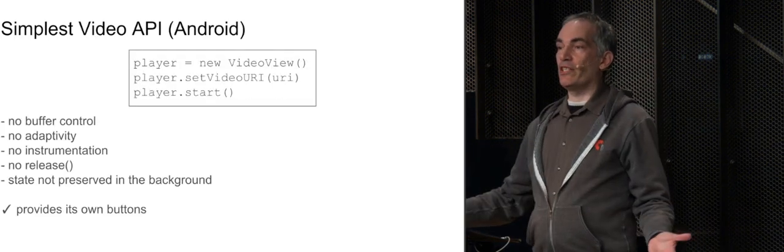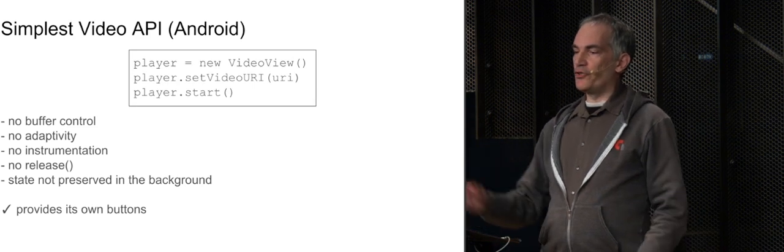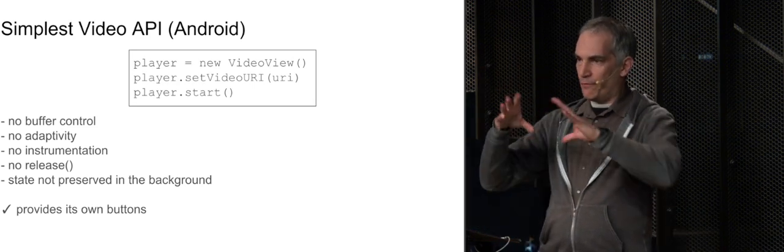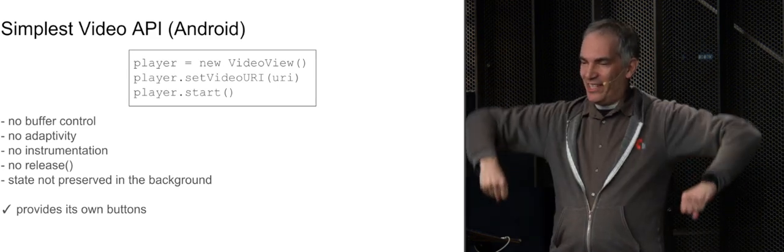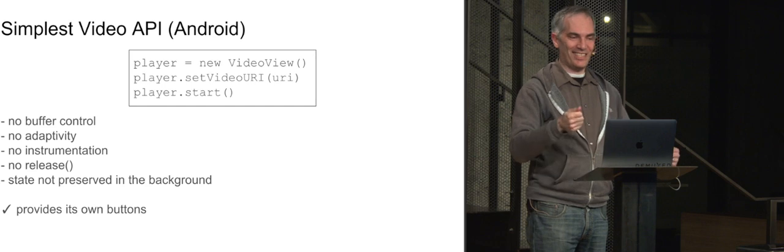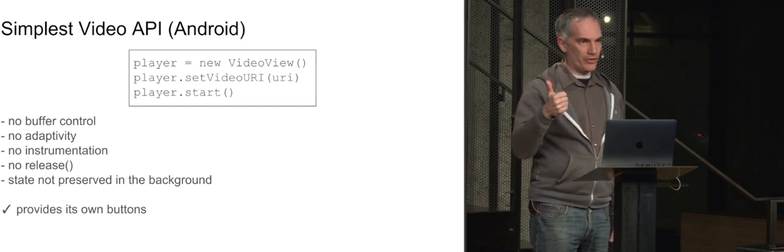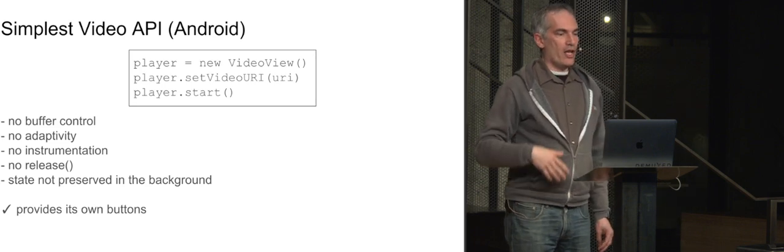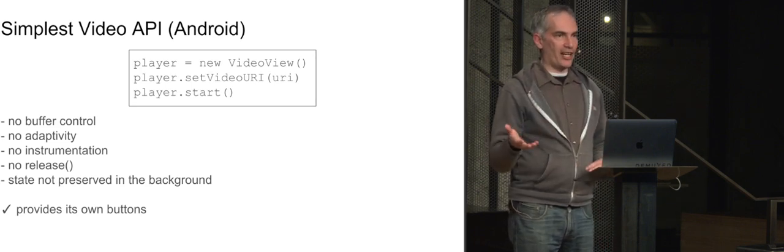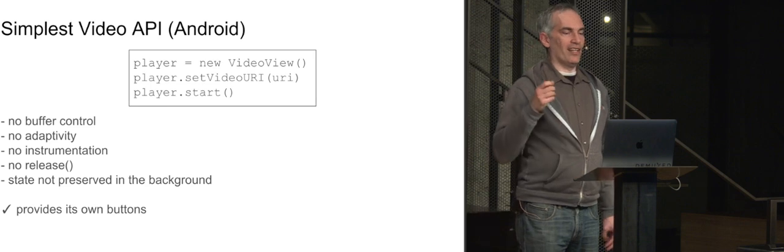So here's the simplest way to play a video on Android. You say player gets new VideoView. That's the view. It's in your layout. You give it a URL, which is my video stream, and you say start, and it works. But you don't get to control stream buffering. You don't even get to see stream buffering. It doesn't understand any adaptive protocols. There's no instrumentation at all. You can tell that it started, but you can't tell how long it took.